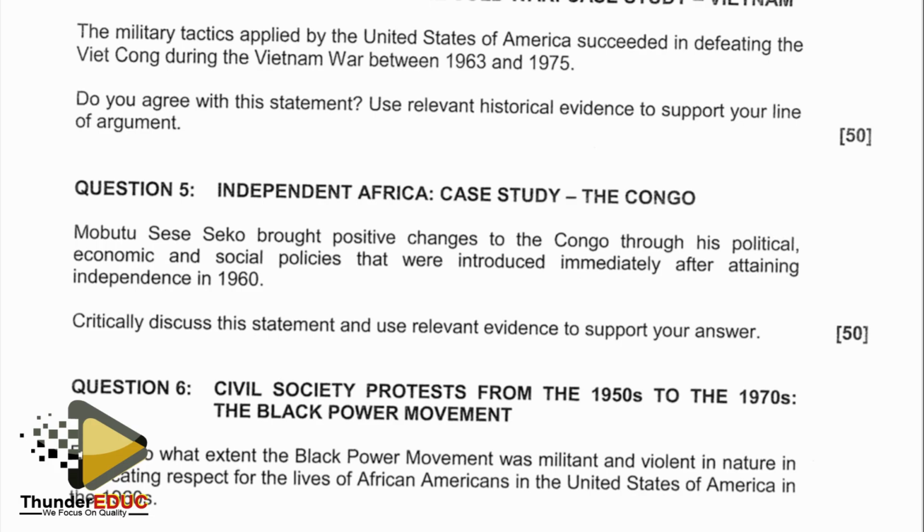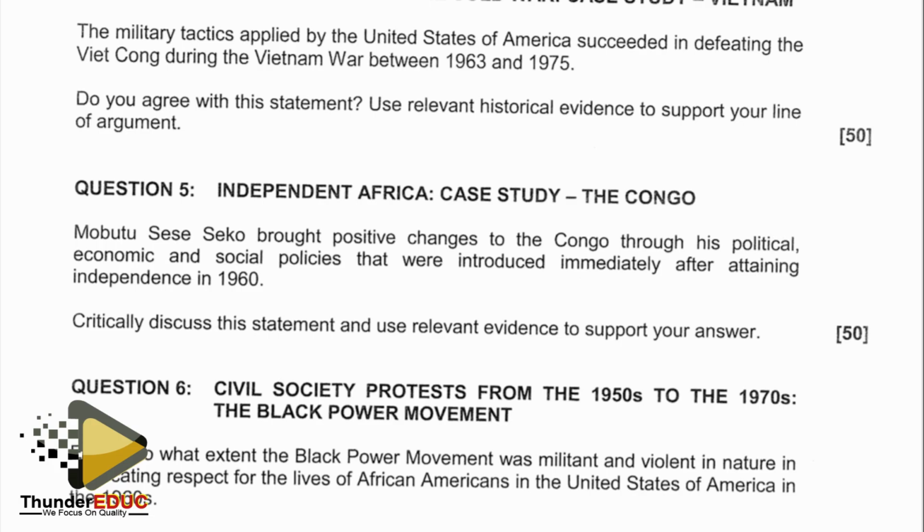So what you can do when you are starting, you can say, in agreement, the military tactics that were applied by the USA succeeded. That is if you are agreeing. If you are disagreeing, in disagreement, the tactics by the USA did not succeed in defeating the Viet Cong. Or in disagreement with this statement, the tactics applied by the USA were ineffective in defeating the Viet Cong during the Vietnam War between 1963 and 1973.